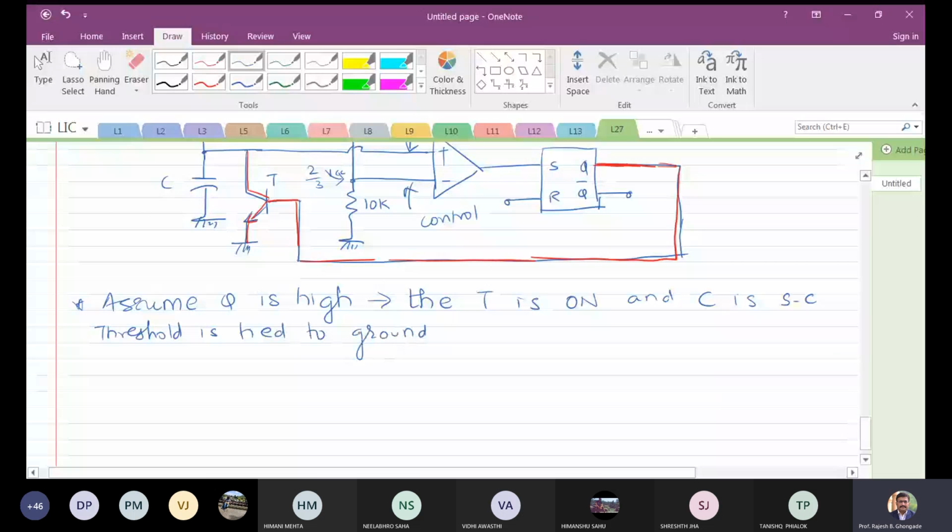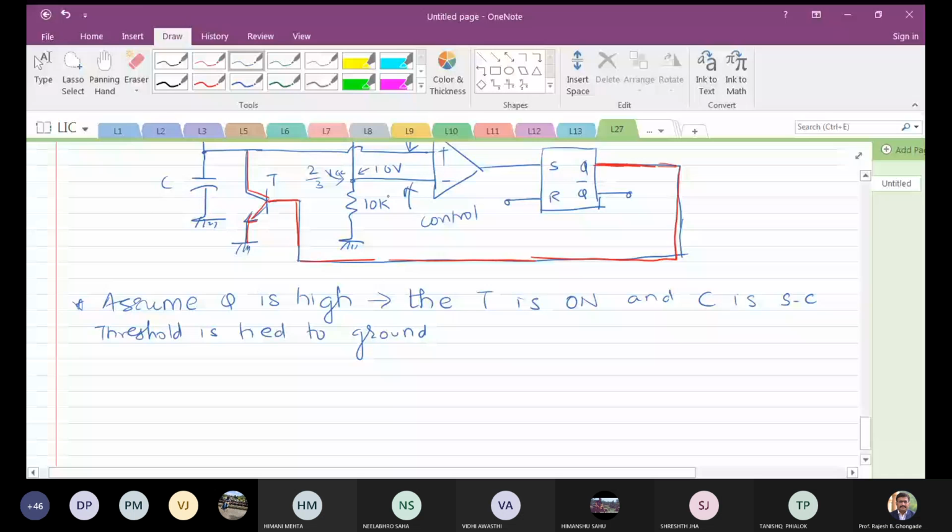What is the value of control voltage here? It is 10 volts. You can calculate that using the potential divider. Now, suppose we apply a high to our input. Externally, if I make this R high, understand this carefully. What is going to happen? This is actually resetting the flip-flop.